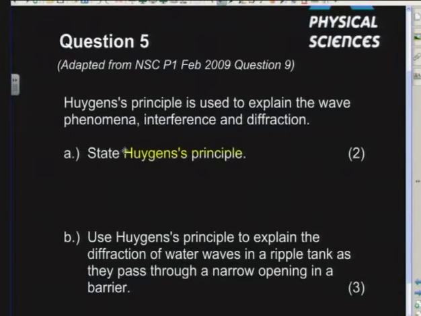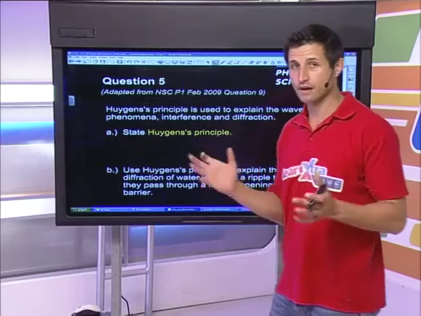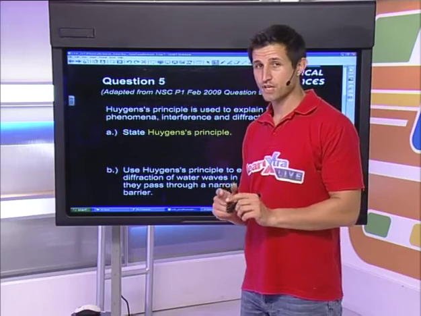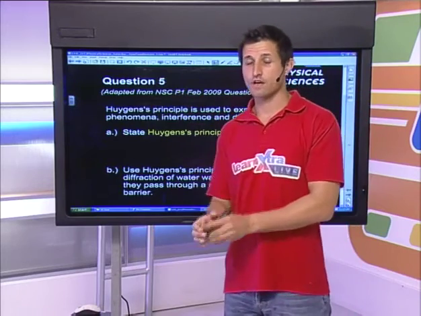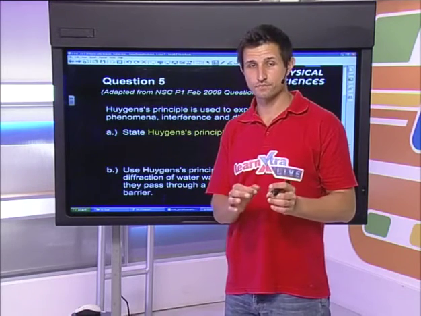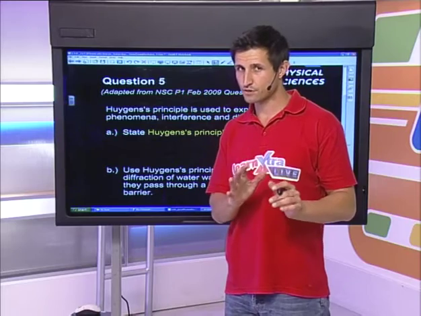Okay, so now, here's the points which your examiners are looking for when you define Huygens' principle. Now, most definitions are worth 2 or 3 marks depending on how complex they are and what words the examiners are looking for. So here we go. Huygens' principle says that each point along a wavefront acts as a source for secondary waves or wavelets. That's the first part of Huygens' principle.